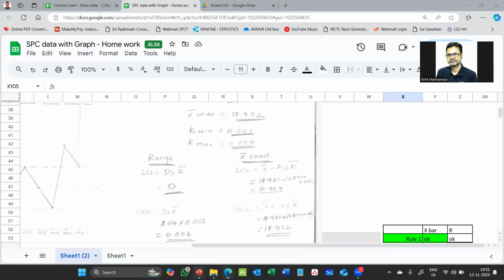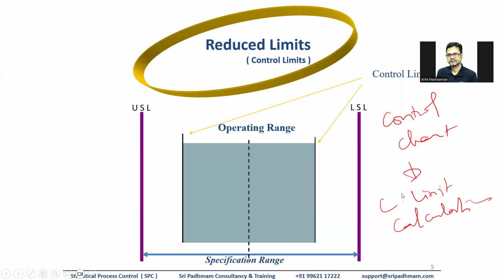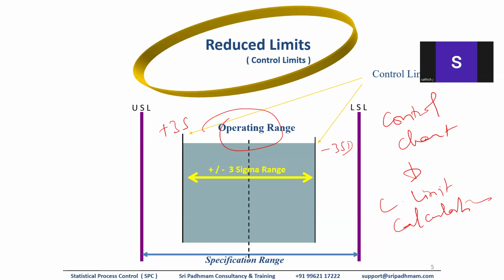All I mean to say, do not artificially reduce. Decide your operating range based on plus 3 standard deviation, minus 3 standard deviation. Clear or not clear? This is called plus minus 3 sigma range. Okay, sir.